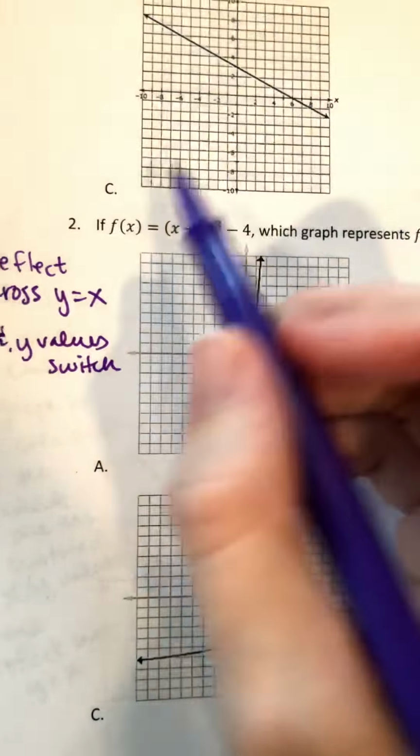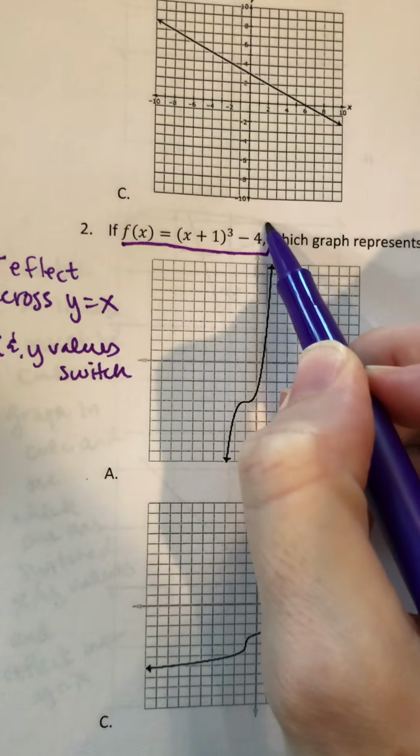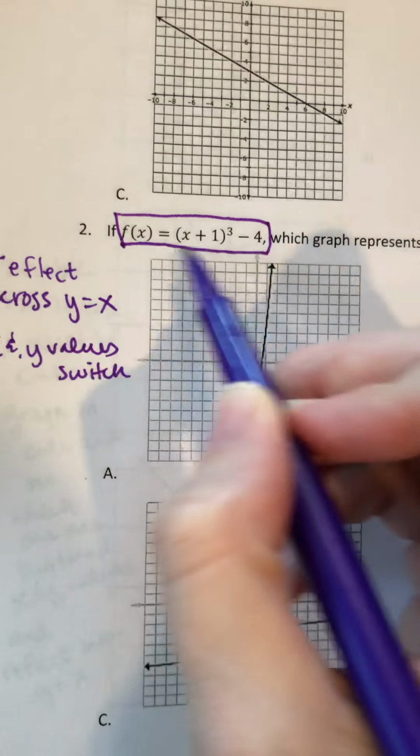So if you're given a multiple choice situation like this, or even if you're not, I think the easiest thing to do is to graph the original function. So go ahead and take a moment to graph this in your calculator.